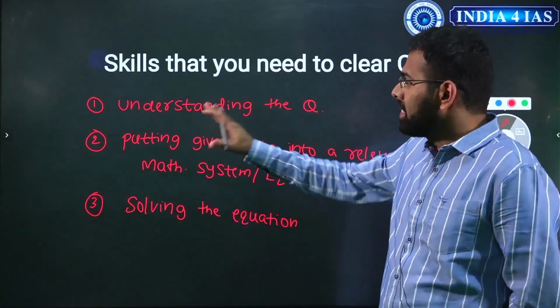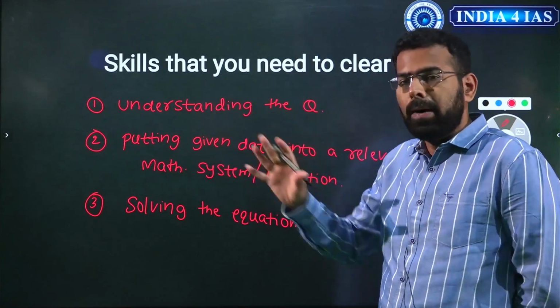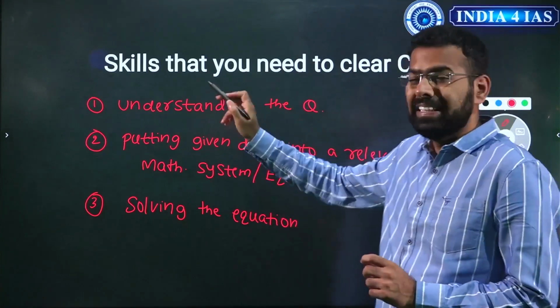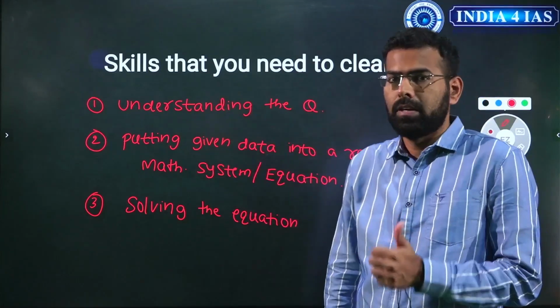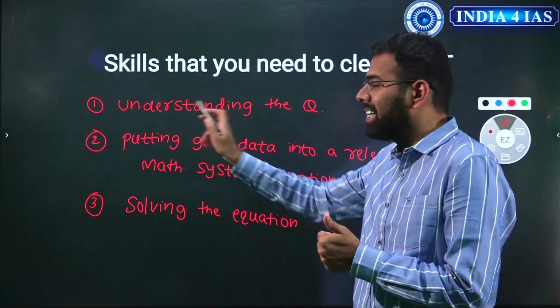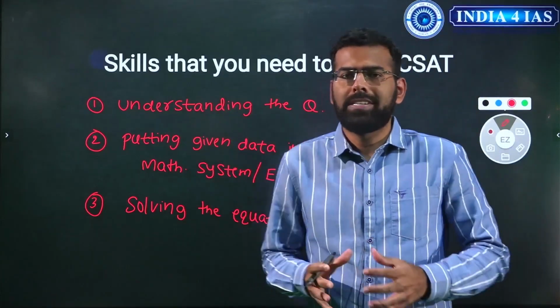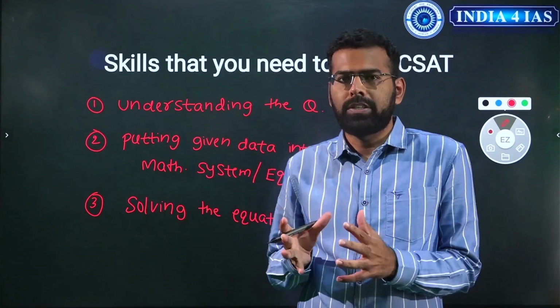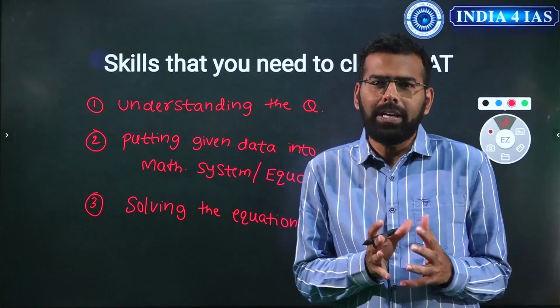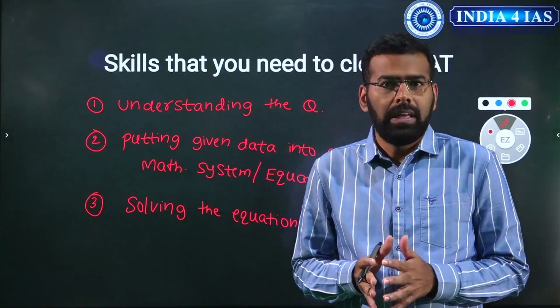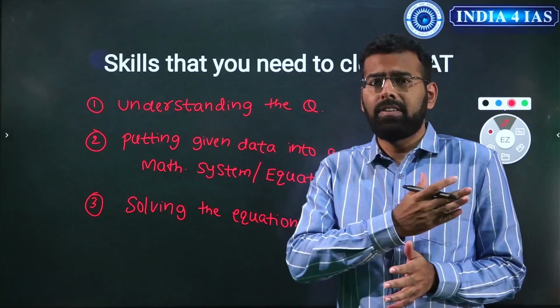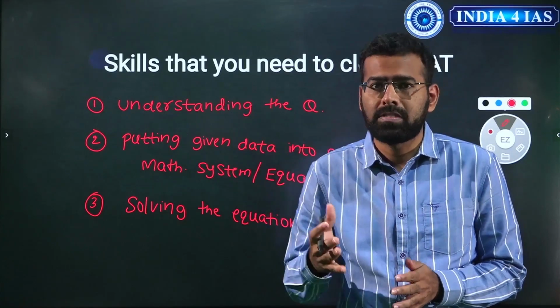Now, the skills that you need to solve a particular question in CSAT are these three main skills. Remember, the first one is understanding the question. Most of the students in the exam hall, out of 80 questions, will be able to attempt only around 30 to 35 questions. They will not be able to clear even if they have maybe more than 90% success rate.